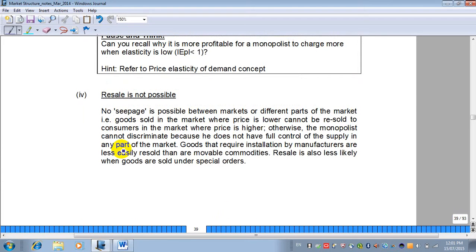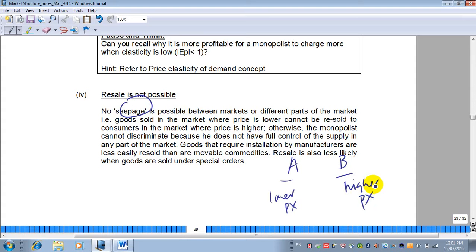Now, the last condition is that of resale. Resale must not be made possible, because if not, there will be seepage between the markets. What happens if you think about it? If there are two markets, A and B, and in A you charge a lower price, and in B you charge a higher price, what would happen if resale is possible?